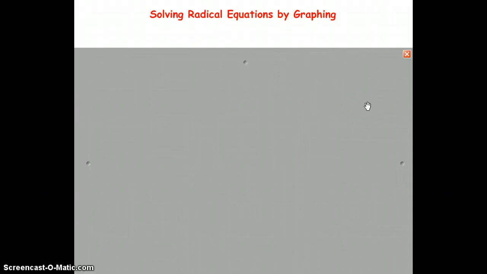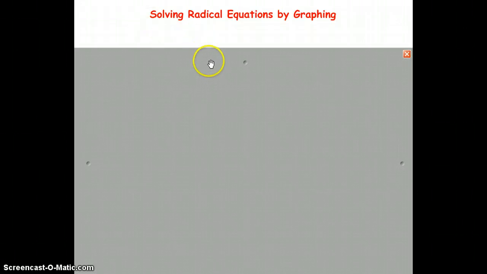Our objective in this video is to learn how to solve radical equations by graphing. They can also be solved algebraically, but we want to make sure that we also can graph and check whether we have no solution, one solution, or two solutions, so that our algebraic answers can match our graphing answers.